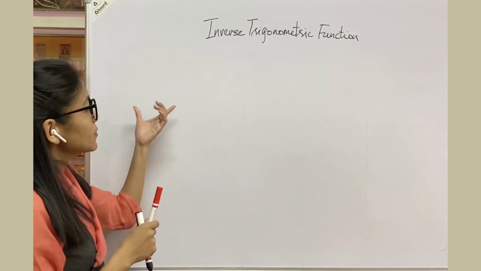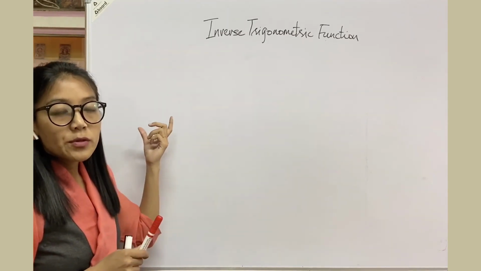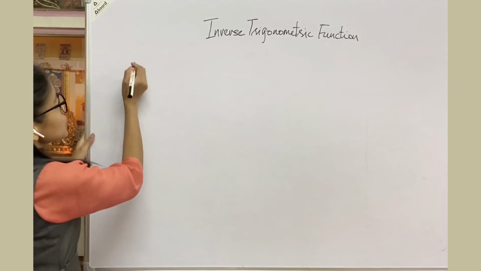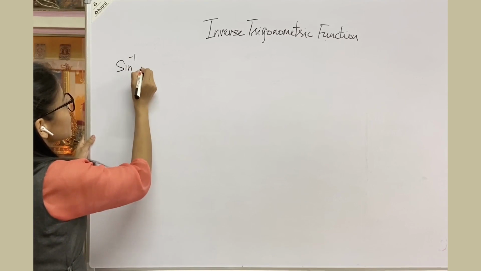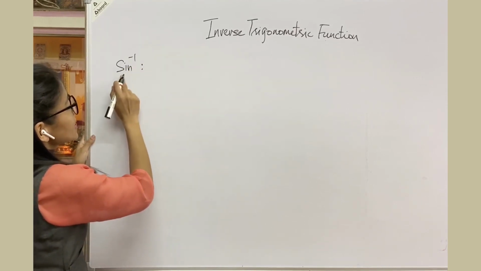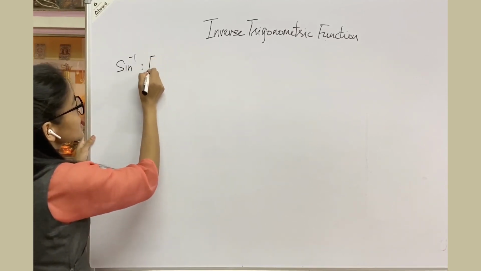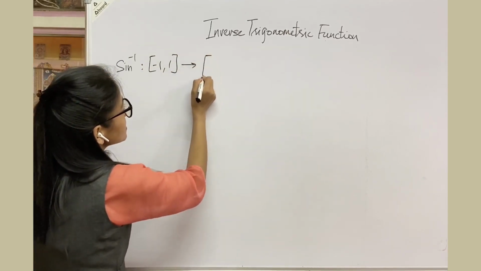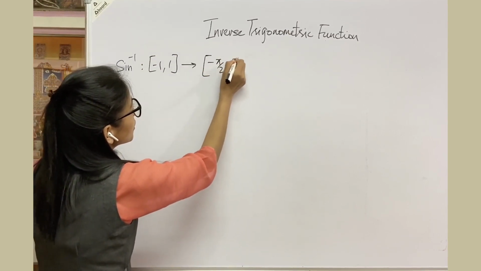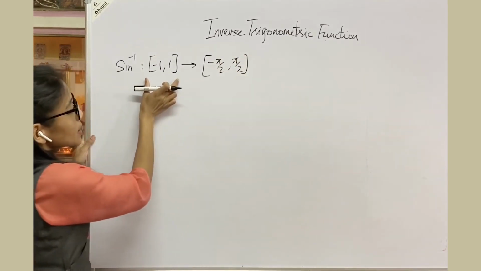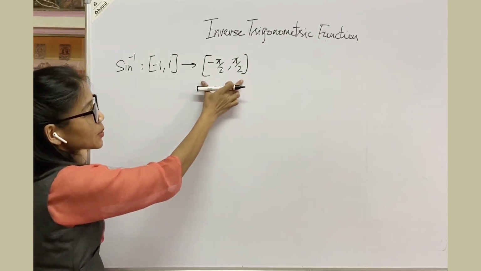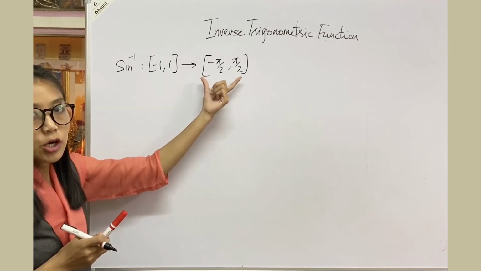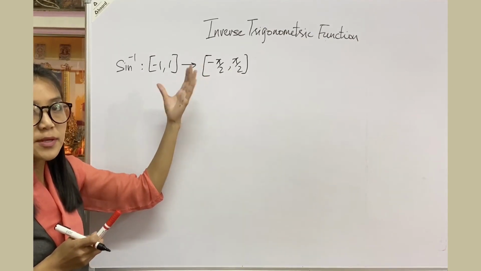First I will quickly write down what principal values we have for each inverse trigonometric function. The first one is sine inverse, and we had seen that the domain of sine inverse is the closed interval -1 to 1, and its principal branch is the closed interval -π/2 to π/2. We had seen in detail how we got this as a principal branch.